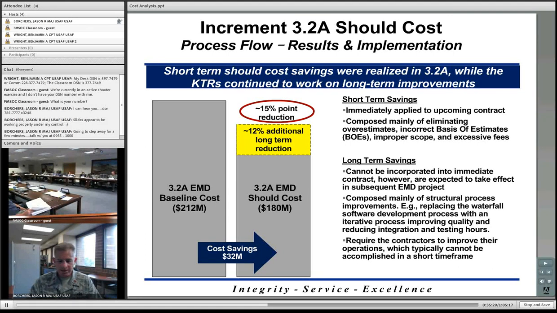Then looking at the longer term savings, these are going to be driven by structural process improvements, both within the program office and at the contractor's plants. So it's going to require the contractors to actually improve their operations, which they're in the process of doing. But it's really changing the mindset of how they're doing business. That's where we're going to see the longer term savings. And so, as I stated, it affects not only Inc. 32A, but it should affect further increments of the F-22 down the line.